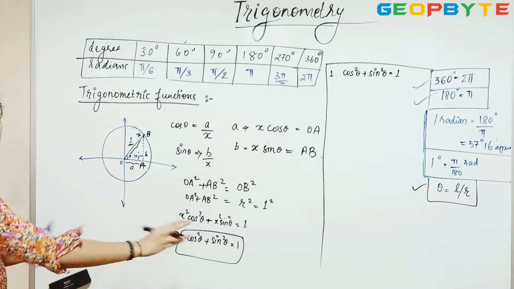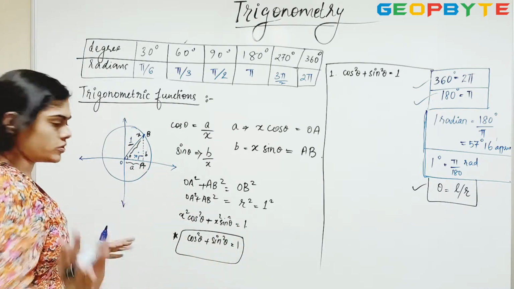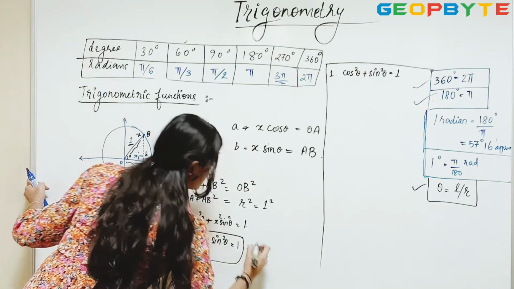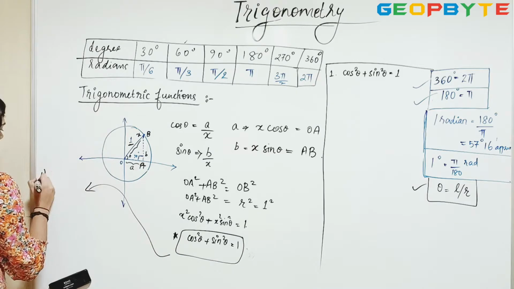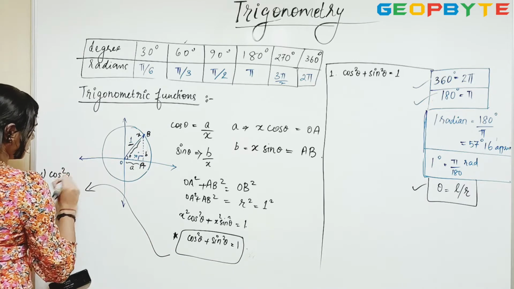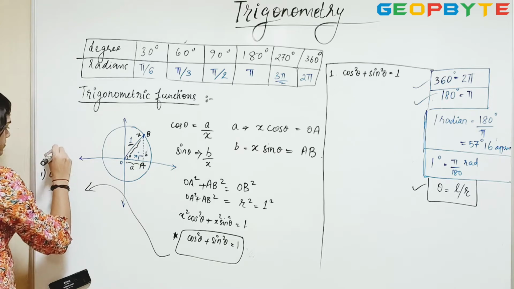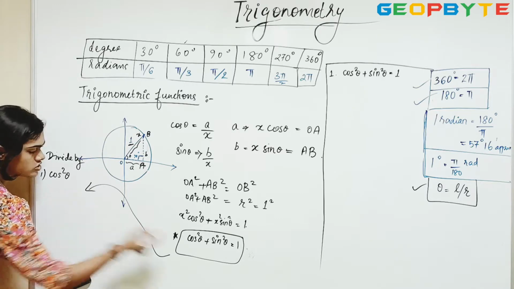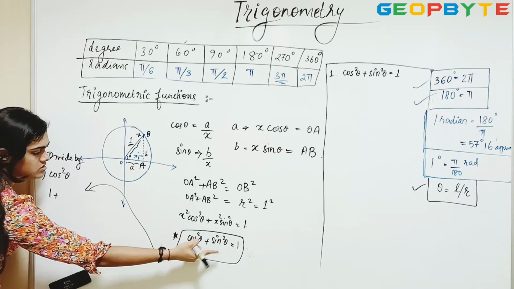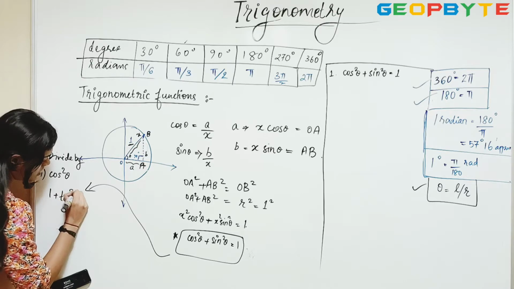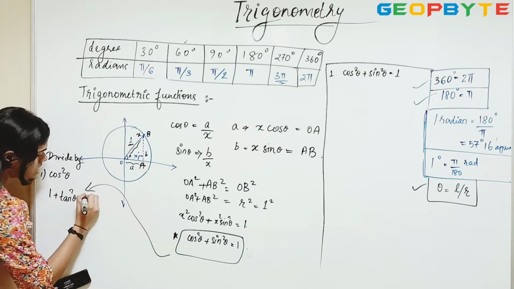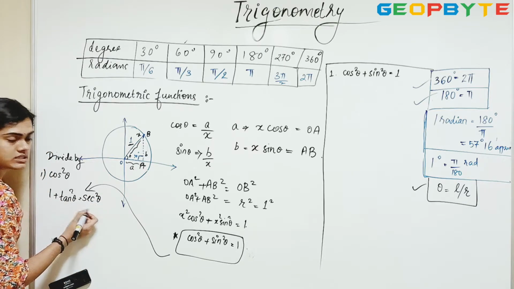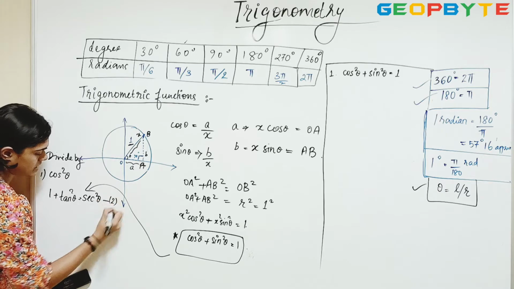So we can rearrange this cos square theta plus sin square theta and we'll get the other formulas. See how it will be. What will be if we divide the whole equation by cos square theta? Then cos square theta by cos square theta is 1. Sin square theta by cos square theta is my tan square theta. And what is 1 by cos square theta? It is my sec square theta. So 1 plus tan square theta equal to sec square theta. This is my second equation.